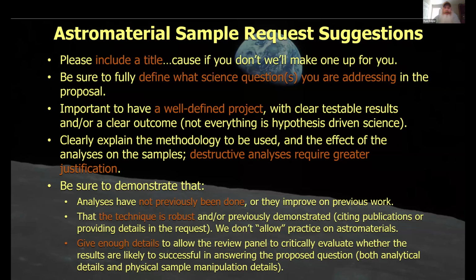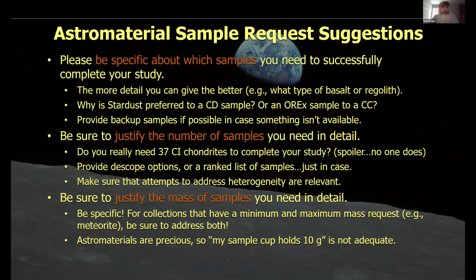Let's see if I forgot anything. Okay. So you've outlined your science and you've talked about your methodology and how you're going to do it. What's probably the second most important thing? Science question, and then what samples do you need? Over and over and over again, I got, what did it say? Justify the mass, justify the number of samples, justify the sample selection. And so being specific about what samples you need to successfully complete your study is important.